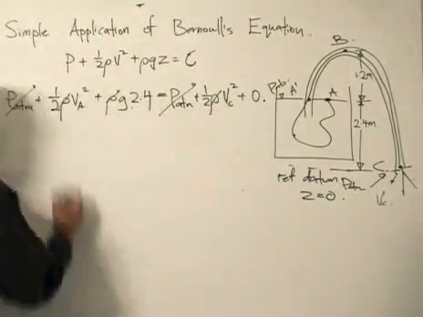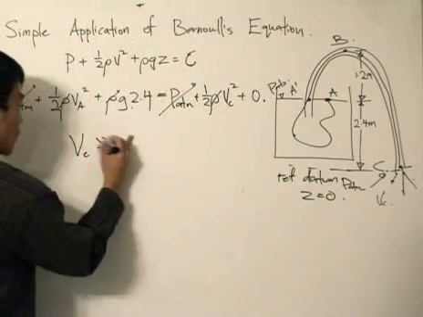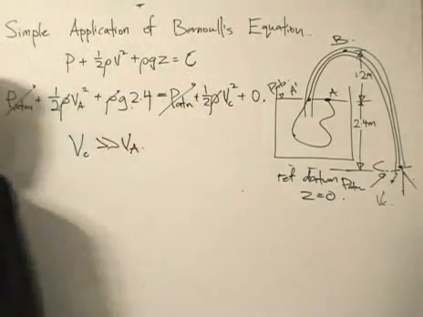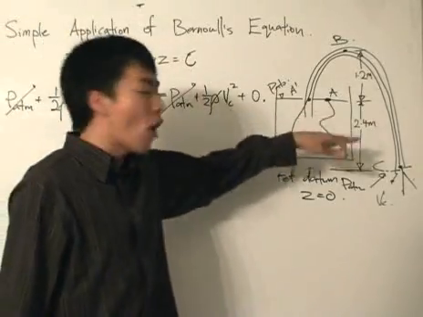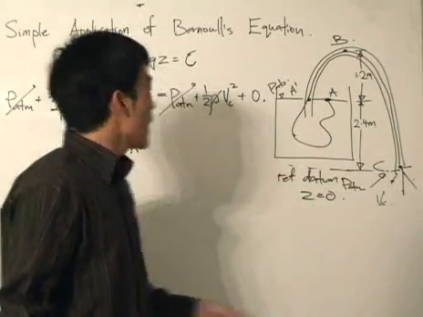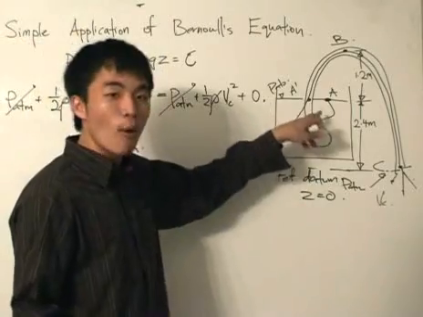What is the assumption that we have here? The assumption that we have is that Vc is much greater than Va. If you think about it, Va is a big tank, or at least the surface area is a very big tank. And for V, the tube is very small.